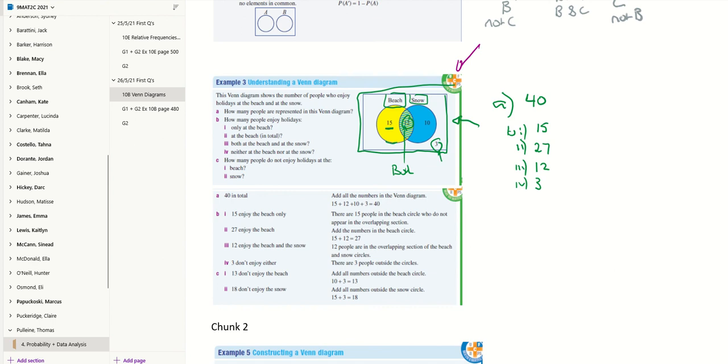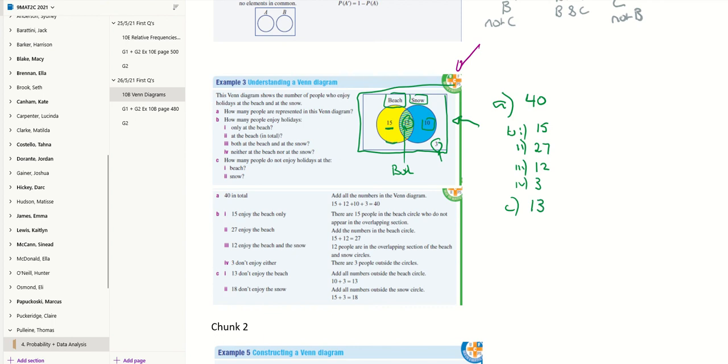It's 3. Now C is asking me, how many people do not enjoy holidays at the beach? Those people that don't enjoy holidays at the beach are the people outside the beach circle. So now we're looking for these guys who aren't inside the beach circle, the people that like the snow, or the people that don't like either. So my answer is going to be 10 plus 3 is 13.